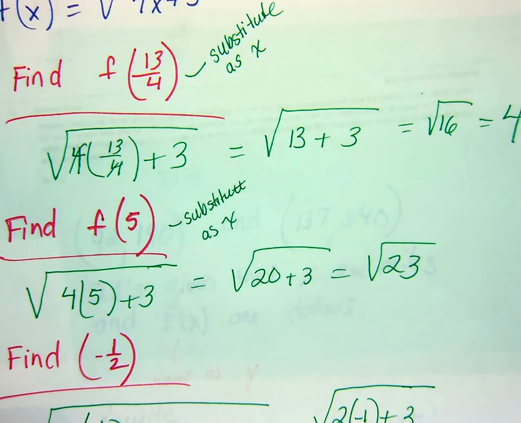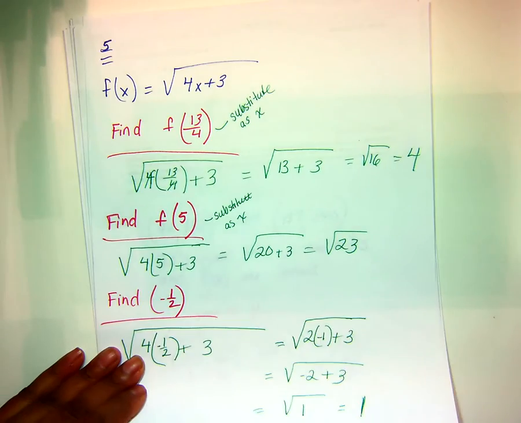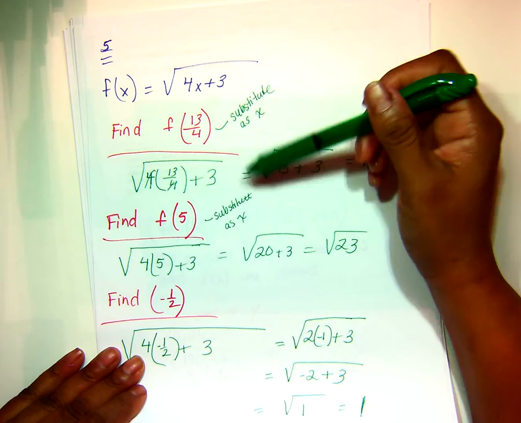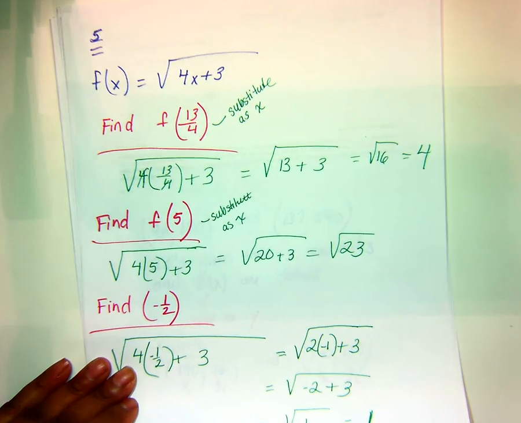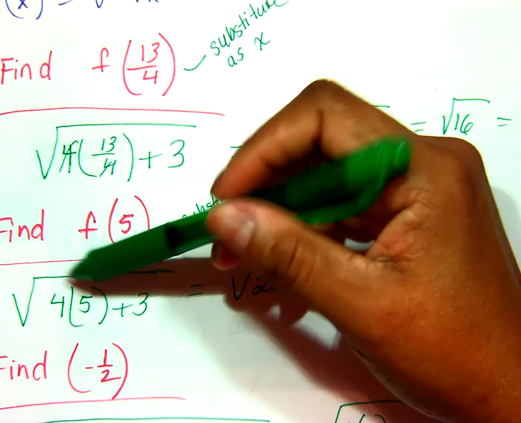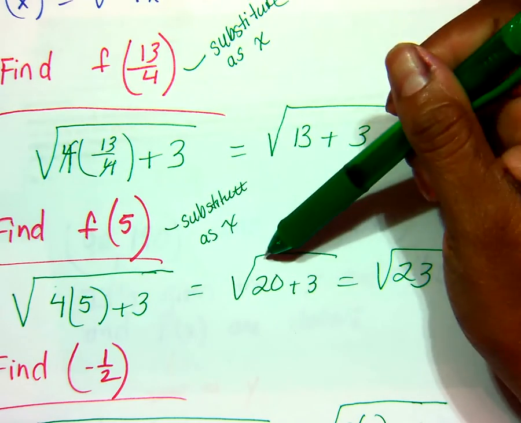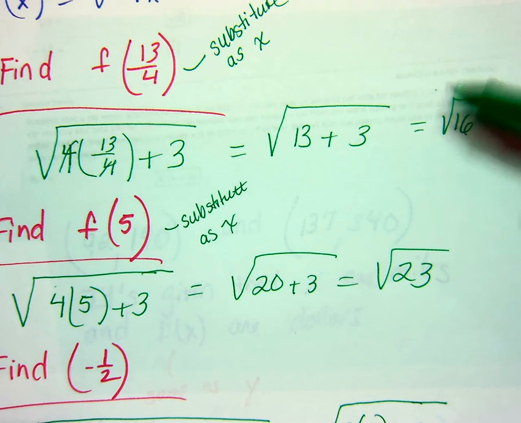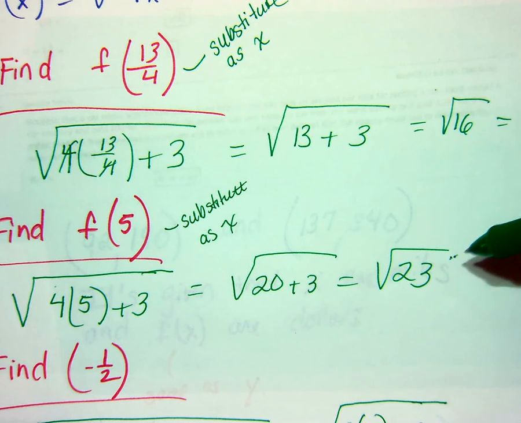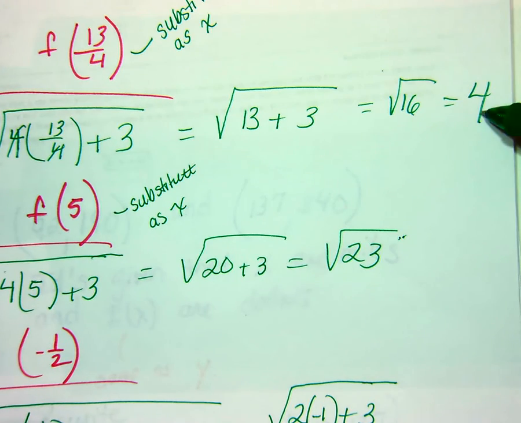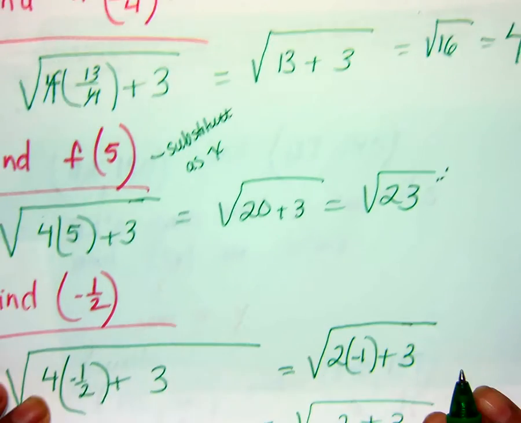So remember, what you see in blue was your initial equation. So let me zoom back in. So 4 times 5 is 20. 20 plus 3 is 23. Do not simplify it. Let it stay that way. So now we got two answers. We got 4 and the square root of 23.